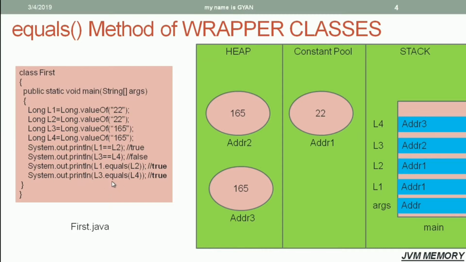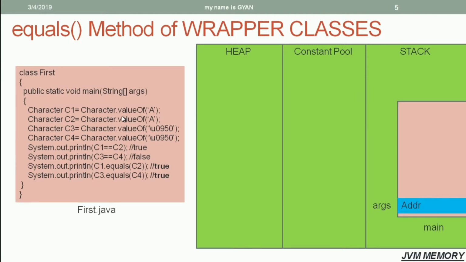In another case, we are calling the equals method by using the reference variable L3 with L4 as its argument. So we are comparing the content of an object whose reference is stored into the reference variable L3 with the content of an object whose reference is stored into the reference variable L4. The content of these two objects is the same. That's why in this case also the equals method will return true.